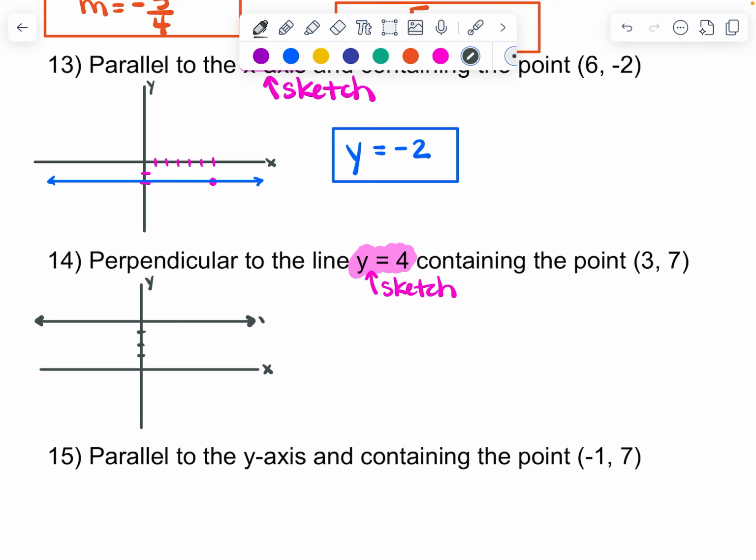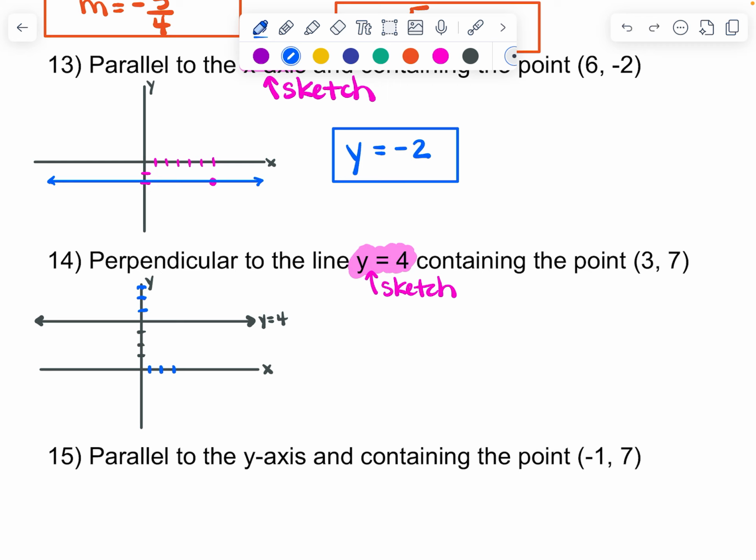Okay, so this is the line y equals 4, crossing the y-axis at positive 4. So we want to be perpendicular to that line. So clearly, any line perpendicular to it is going to run vertical, right? And we want to pass through the point 3, 7. Okay, 1, 2, 3, and that was already 4, so 5, 6, 7. So we want to pass through this point right here, 3, 7. So perpendicular to y equals 4, but containing the point 3, 7.